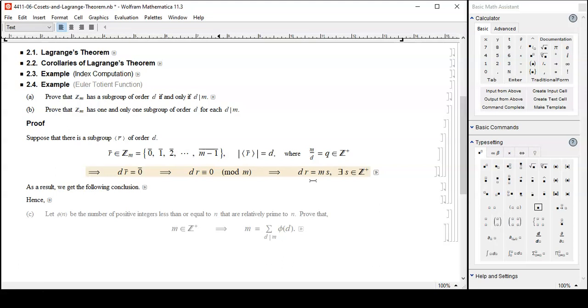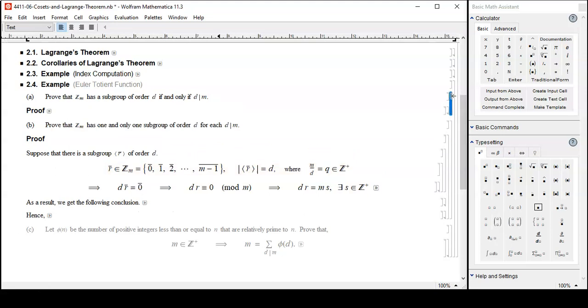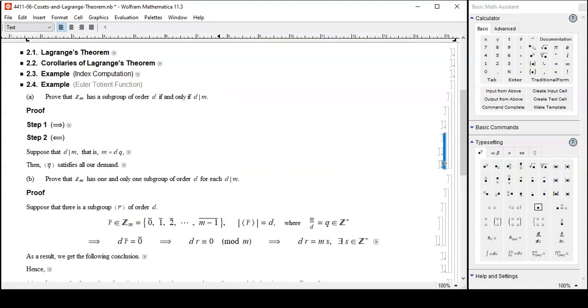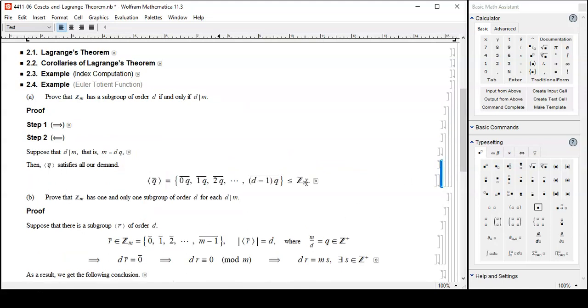Well, from here, if I divide by q, oh, excuse me, I'm jumping ahead a little bit. If I divide by d here, I get m divided by d, which is q, so we are getting there. You see, our goal was to prove that this is actually the same as the previous subgroup we saw before, this one here.